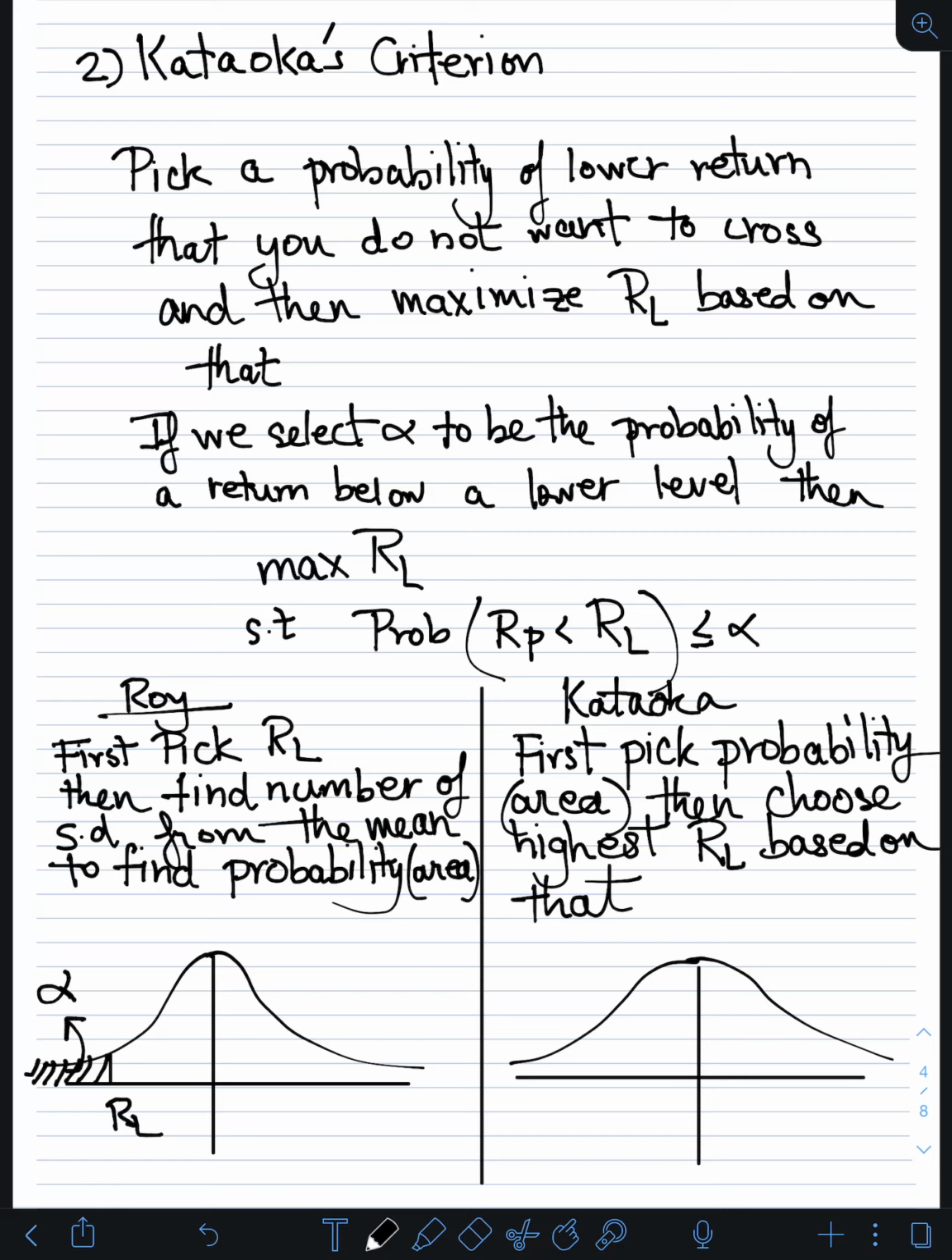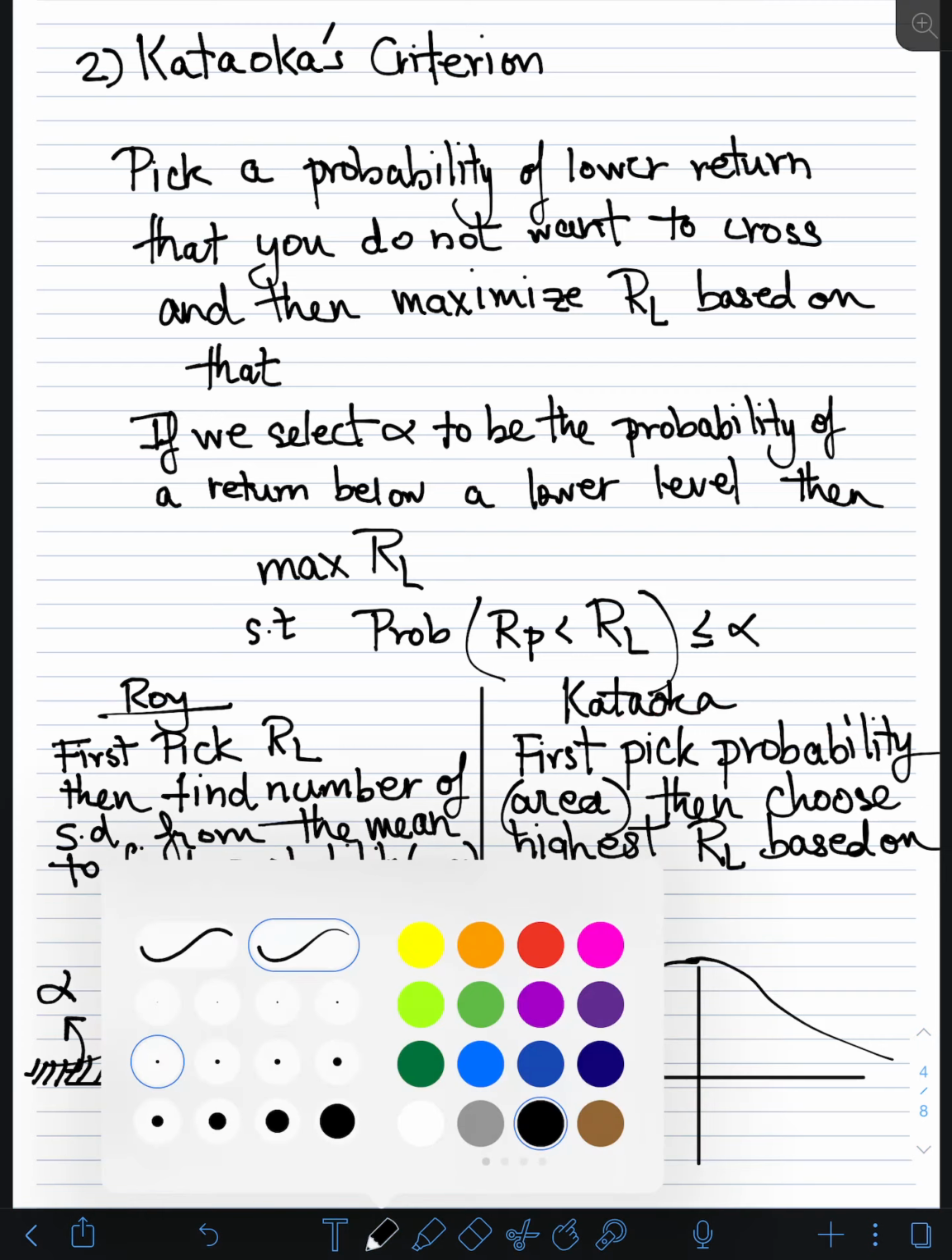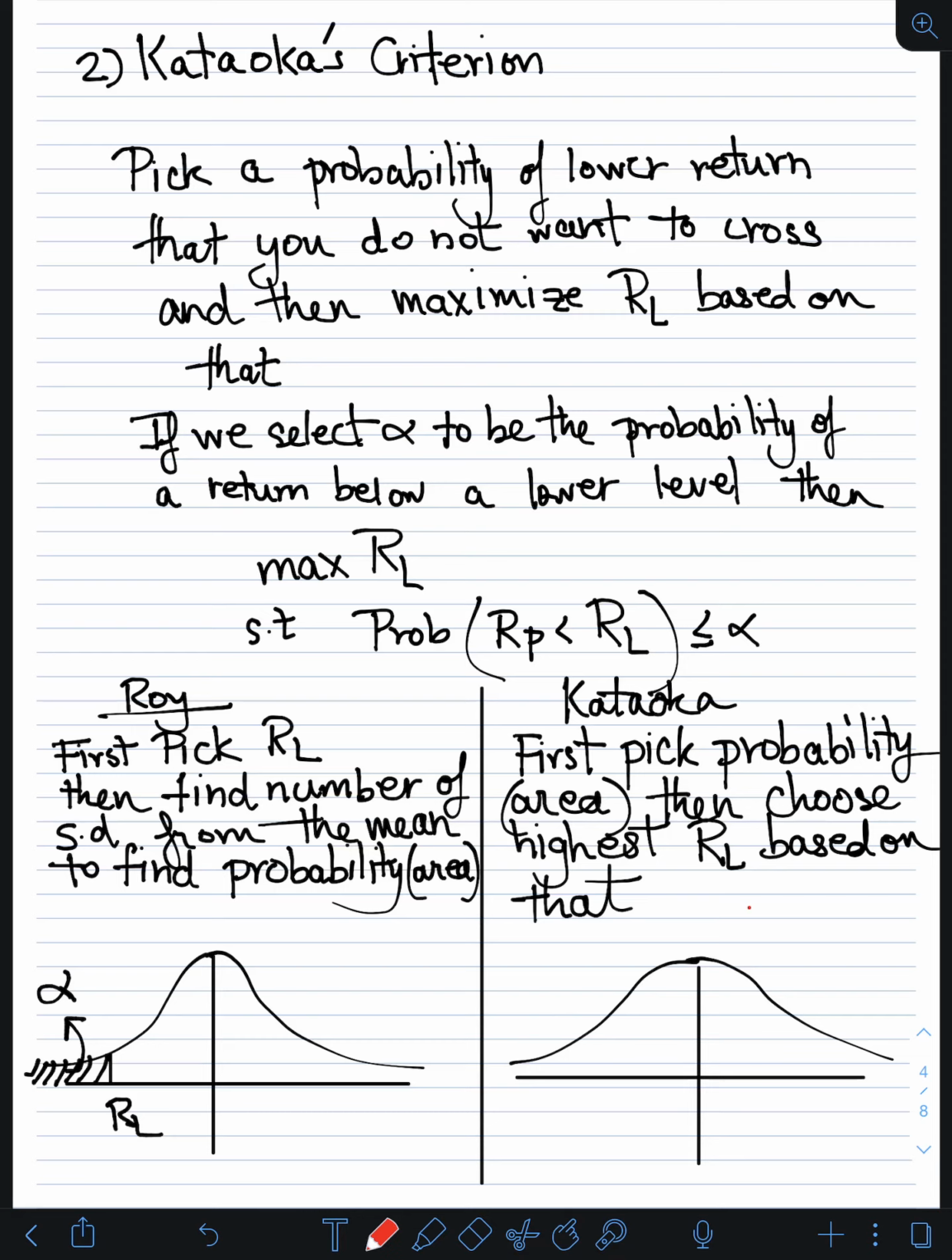Now in Kataoka, we're doing kind of a reverse Roy. You can think of it that way. We first pick the probability that we would not like to cross. Let's say this area here is our probability that we do not want to cross. Once we've picked that probability, we're going to try to find the reverse of it: what is this value here, the value that we called RL before?